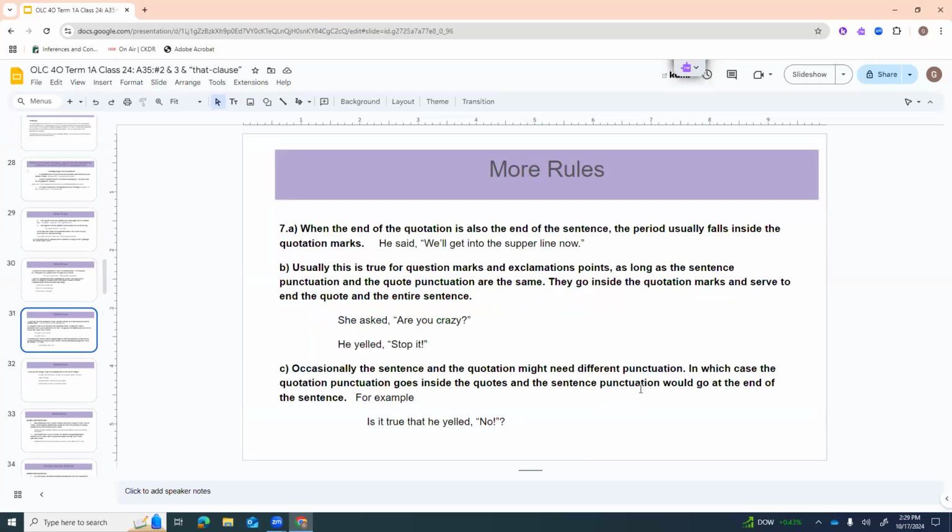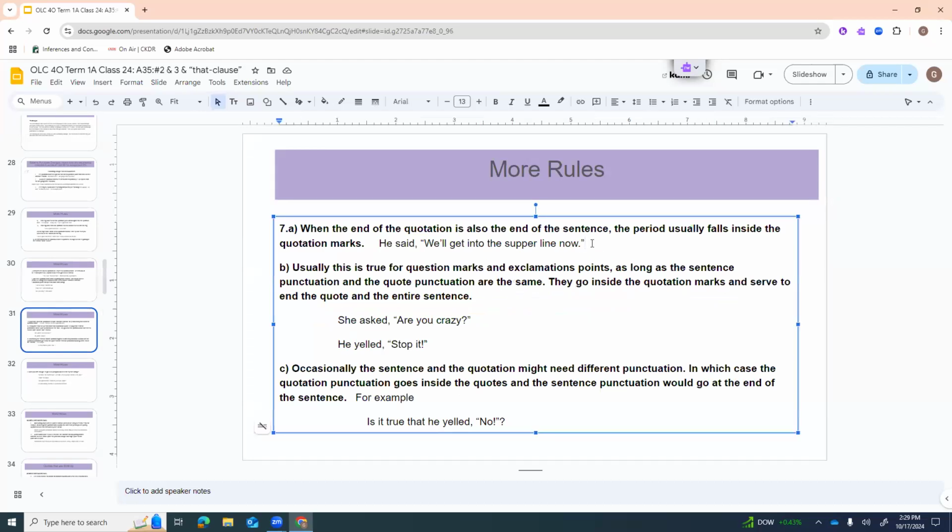Number 7, when the end of a quotation is also the end of the sentence, the period is usually put inside the quotation mark. See here where we have the period and then the quotation mark. But here's the thing, it's doing double duty. It's ending the quote, it's also ending the entire sentence. We don't put a second period there to end the sentence. It just looks kind of silly.